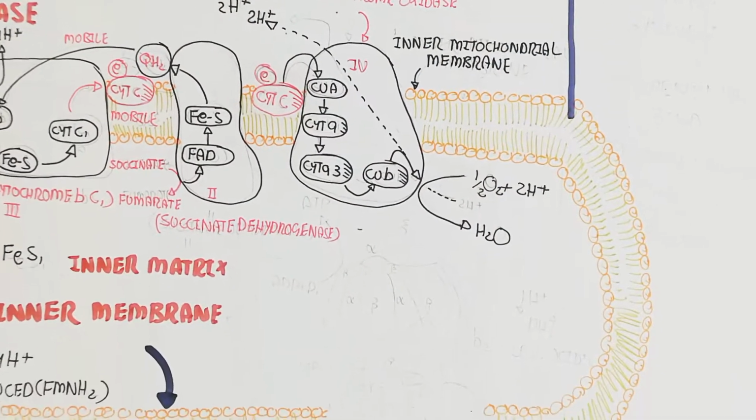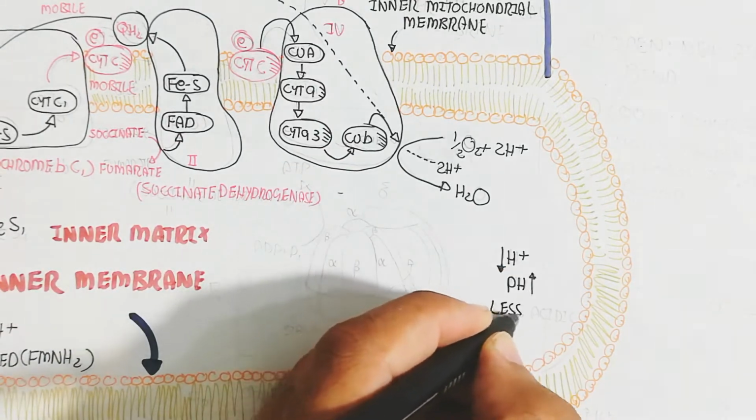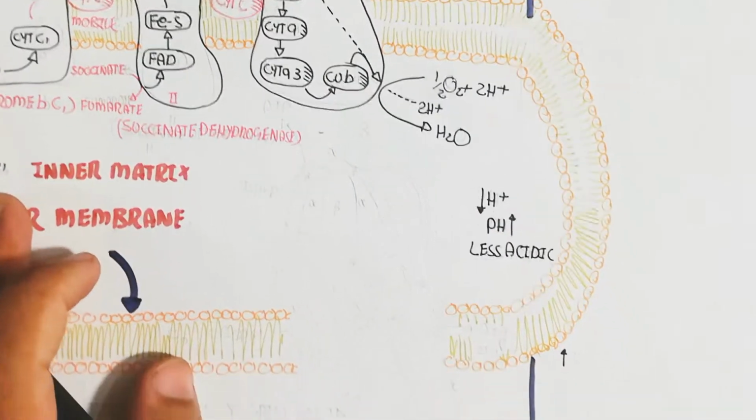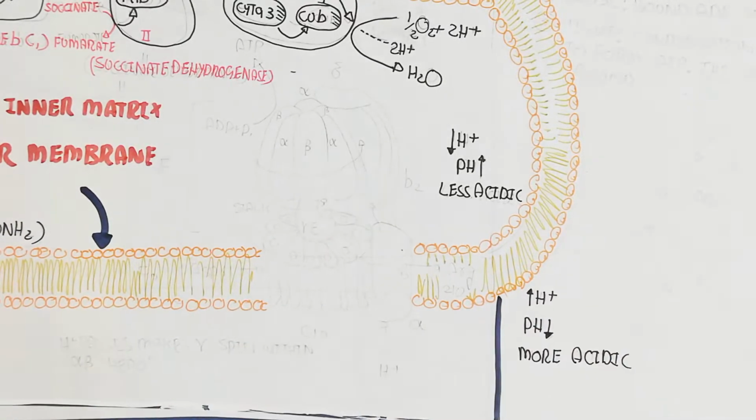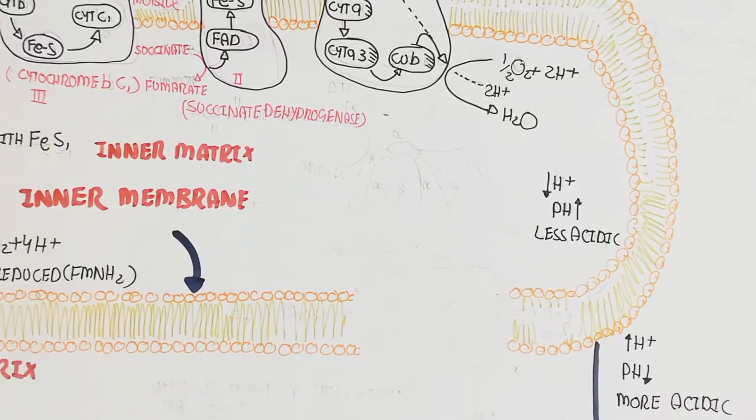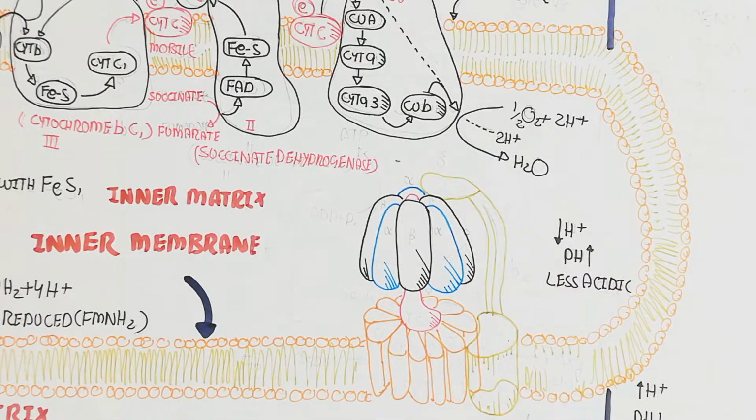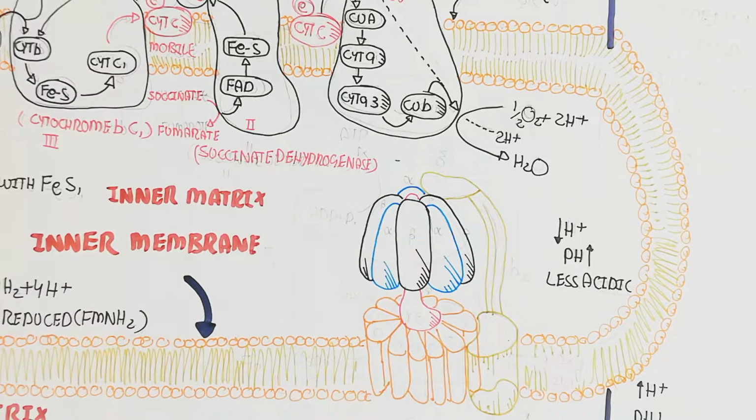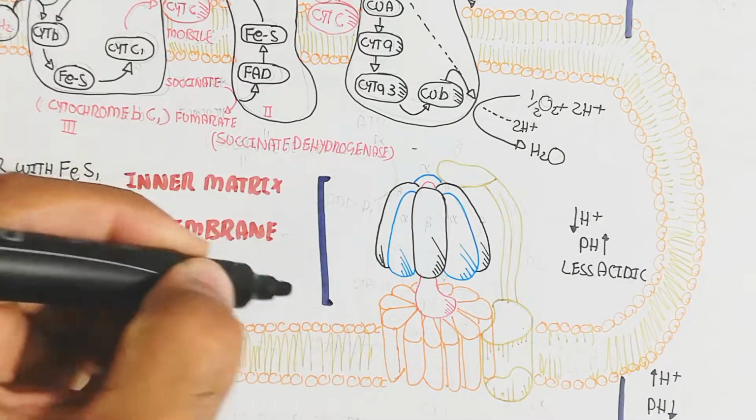Hello, in this video we will discuss the ATP synthase mechanism for the synthesis of ATP. Remember, the inner mitochondrial matrix contains fewer protons when oxidation occurs through the electron transport chain, while in the outer region the protons increase, which leads to a decrease in pH, meaning more acidic, while the inside is more basic. So here is the ATP synthase.